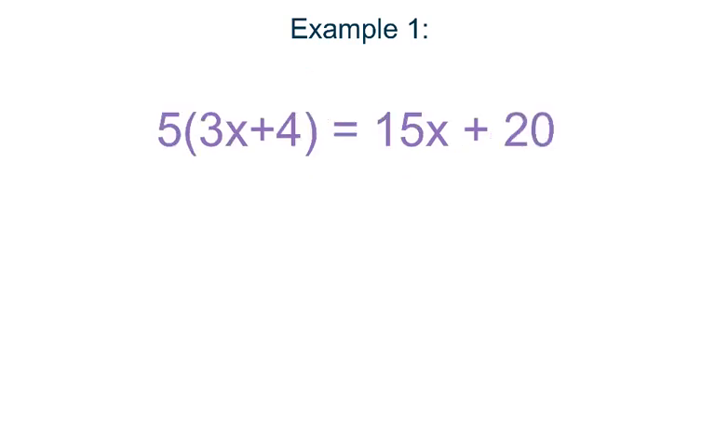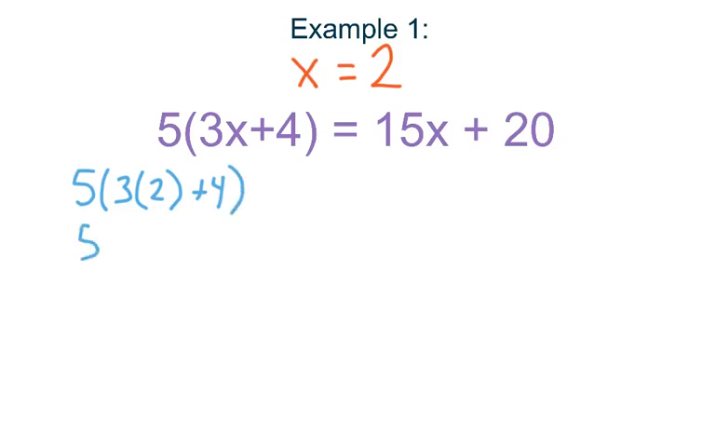And if you don't believe me, let's test it out. I'm going to set up something equal to x. X equals 2. That's easy, right? So let's plug in 2 every time I see x. So let's rewrite this. So I'll do this in blue. 5 times (3 times 2 plus 4). 5 times, this is 6 plus 4. 5 times 6 plus 4 is 10. And 5 times 10 is 50.